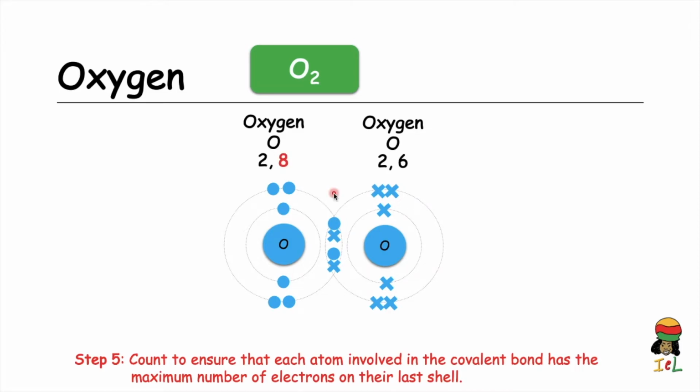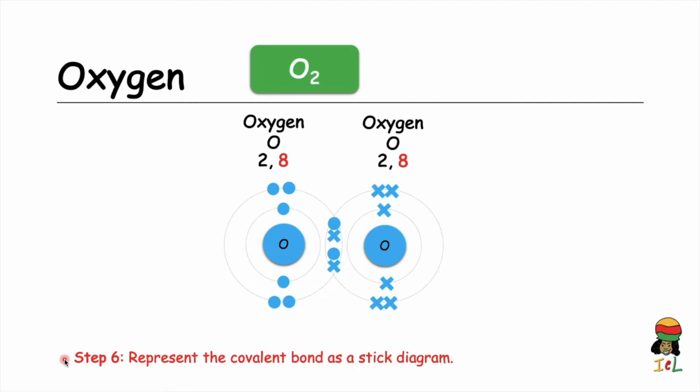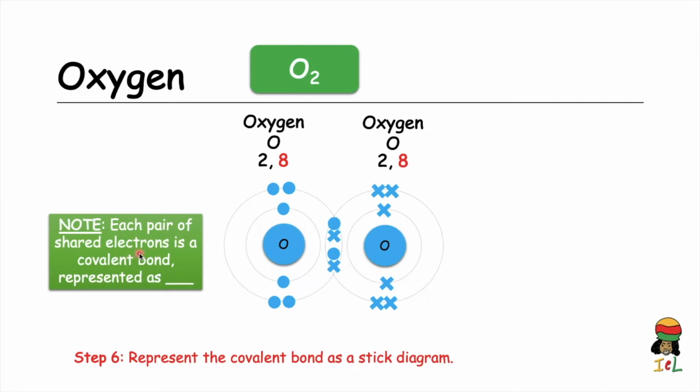We do the same for the oxygen atom on the right, 1, 2, 3, 4, 5, 6, 7, 8 electrons. The second oxygen also contains 8 instead of 6 electrons, and now it has the stable electron configuration of 2, 8. Step 6, representing the covalent bond as a stick diagram. Recall, a pair of shared electrons is a covalent bond represented by a bold line.